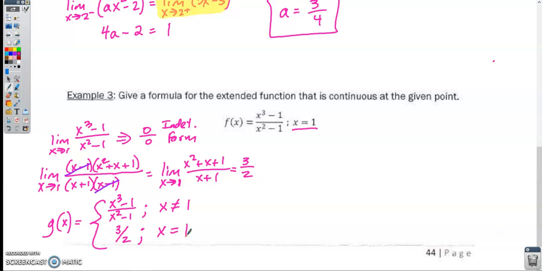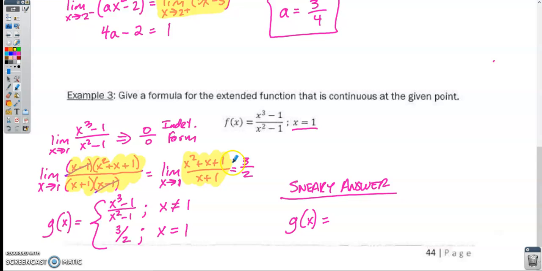Now, I personally have what I like to refer to as my sneaky answer. There's another way to write this particular continuous extension. Remember back here where we canceled out the common factor and then this was what was left? That means that these two functions look like the same function, except this one fills in the hole that existed in the original. And so another way to write this continuous extension for this one is like so.